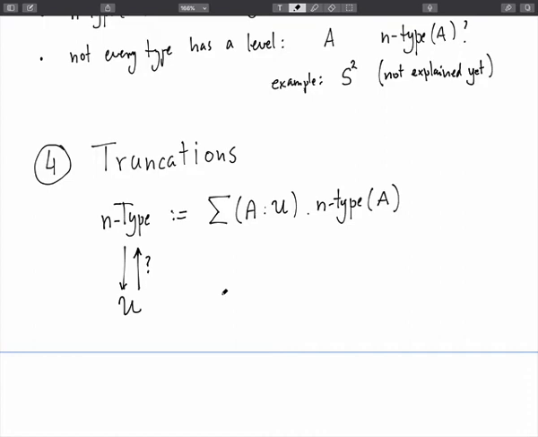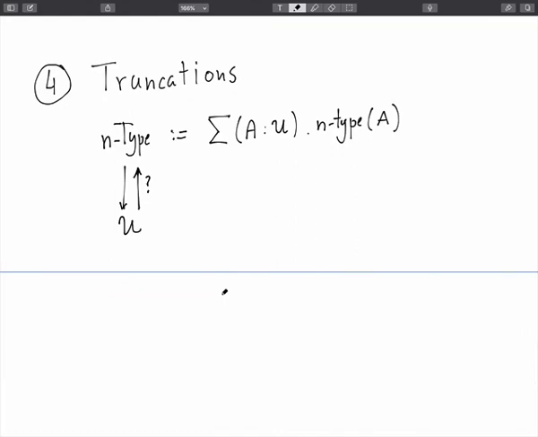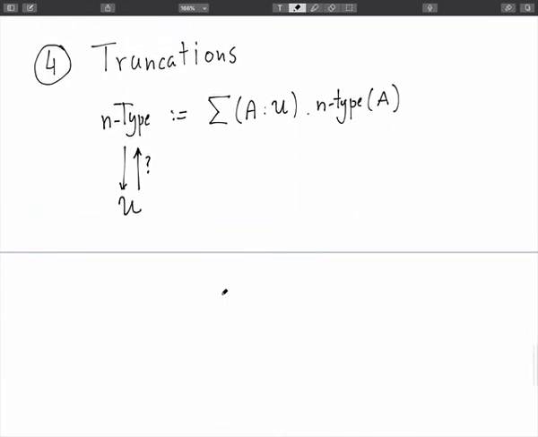Okay, so is there a best way to turn any type into an n-type? It turns out that with the constructions we're going to consider next time, the higher inductive types, there is a way to do this. But it's just like with free groups, okay? You can say what a free group is. A free group is the best way to make a group out of a set.